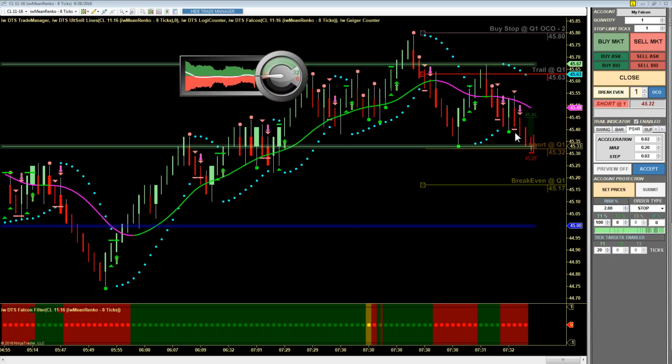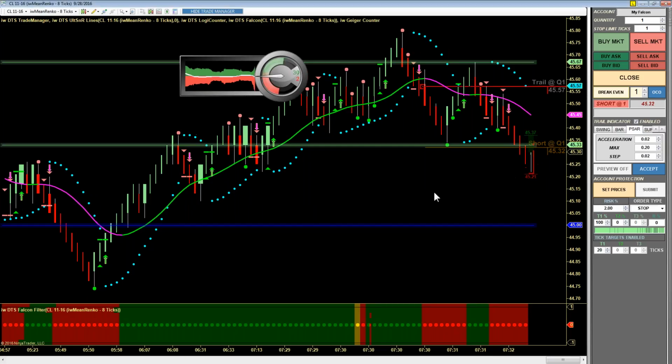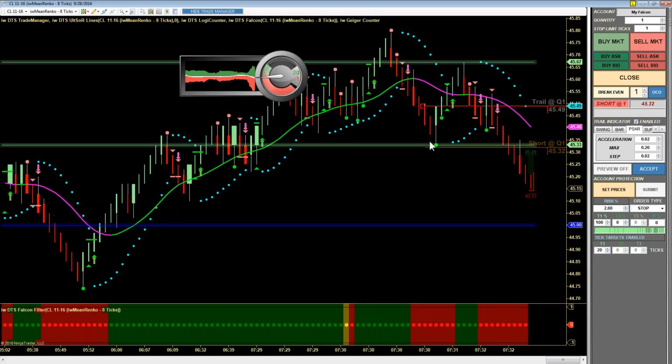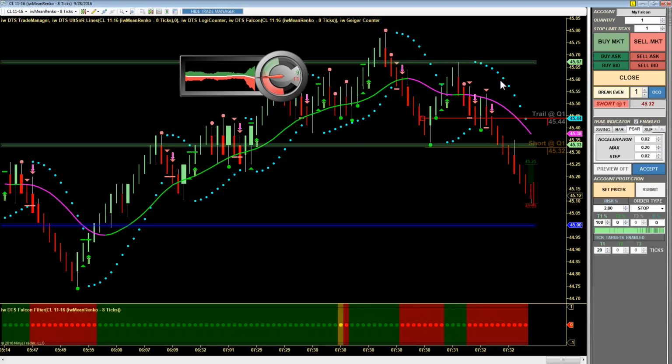All right, let me delete the break even. It actually produced a trend change signal here. All right, so see how the trade manager is rolling my stops down? We've since hit the break even on the profit, or what would have been our profit objective, but let's see if we can run this one out a little bit.